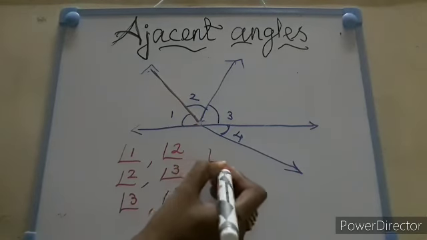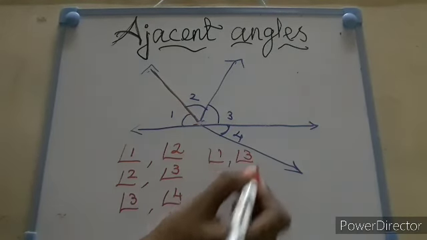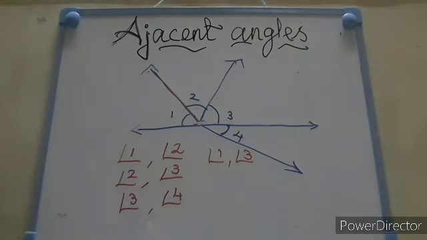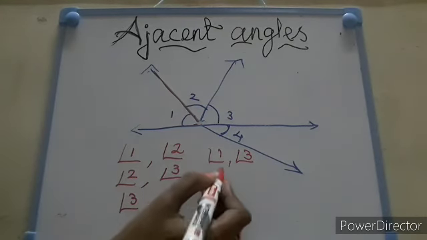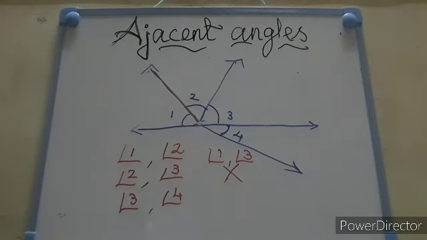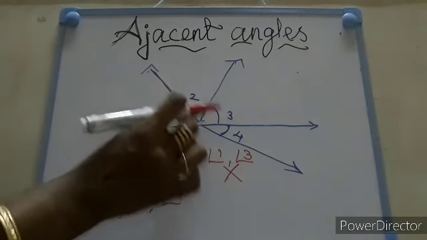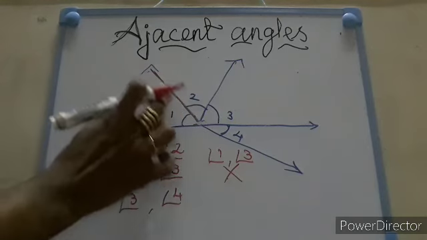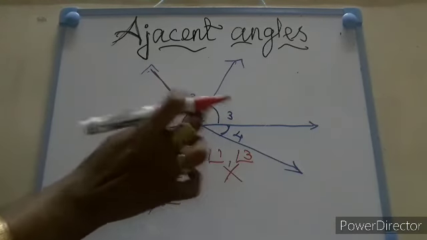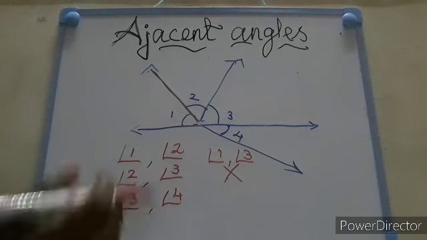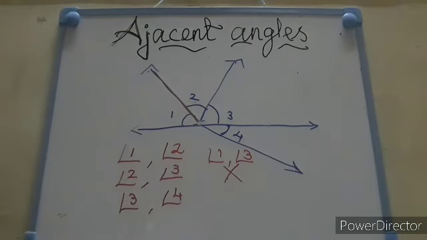Can you see whether angle 1 and angle 3 are adjacent angles? Yes? It's not an adjacent angle, because there is no common arm here, for 1 and 3. Am I right? The same way, 2 and 4 are also not adjacent angles, right? Children, now is it clear how to identify adjacent angles? Yes.